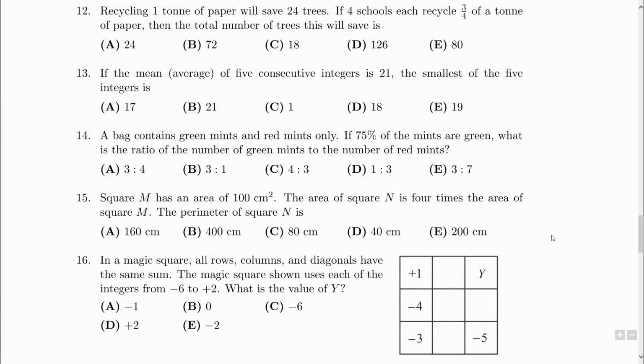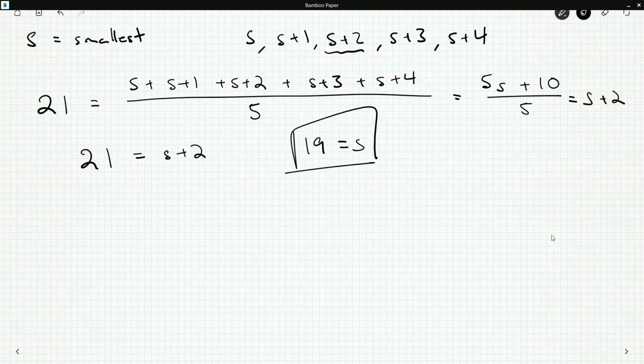A bag contains green mints and red mints only. If 75% of the mints are green, what is the ratio of the number of green mints to the number of red mints? Okay, so we have a lot of different possibilities: 3 to 4, 3 to 1, and so on. So how do we figure out a ratio if we're given a percent?